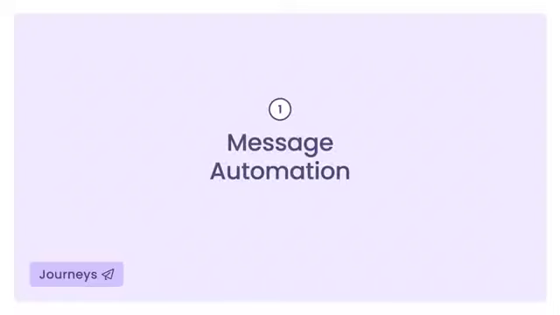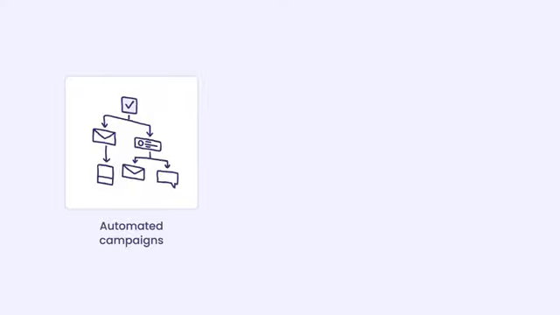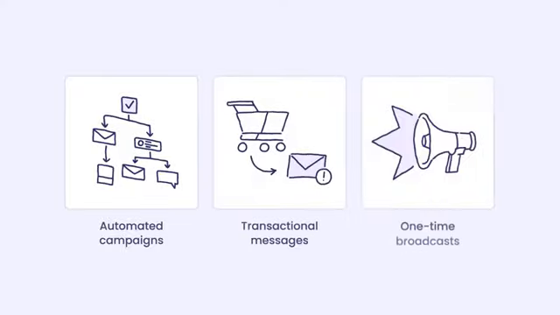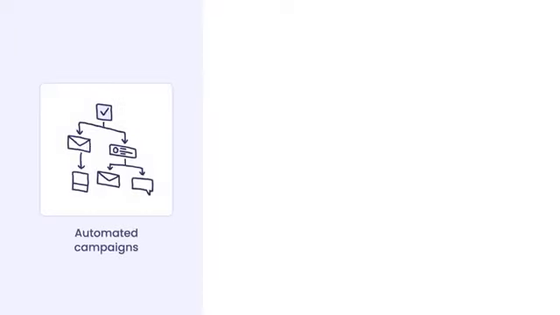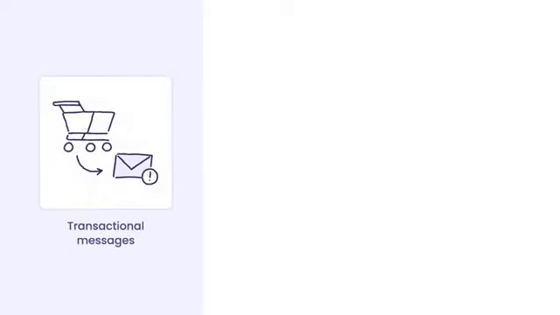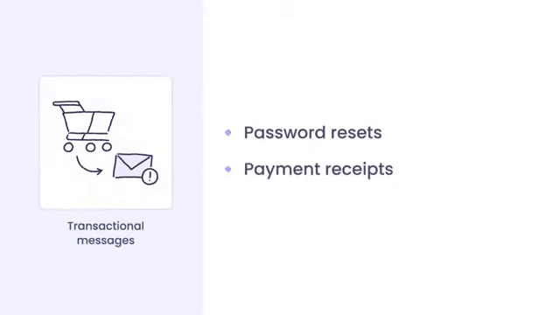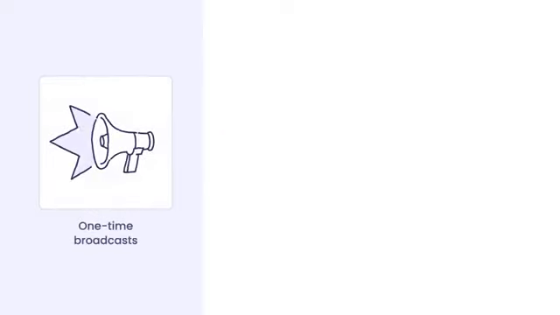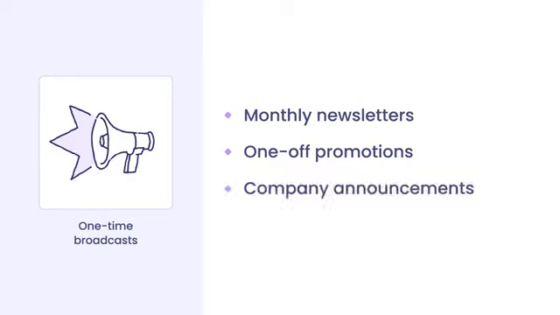Message automation. With Journeys, you can send automated campaigns, transactional messages, and one-time broadcasts. Automated campaigns are great for onboarding flows, re-engaging inactive customers, and payment reminders. Transactional messages are best for password resets and payment receipts. One-time broadcasts are ideal for monthly newsletters, one-off promotions, and company announcements.